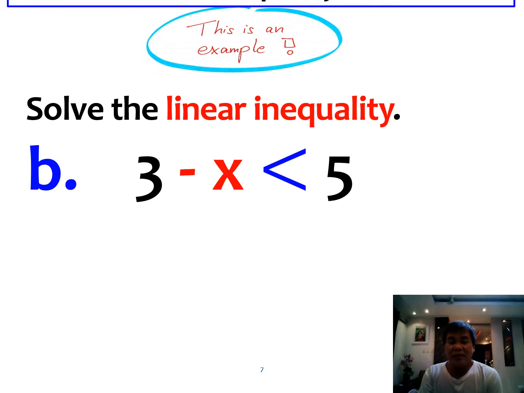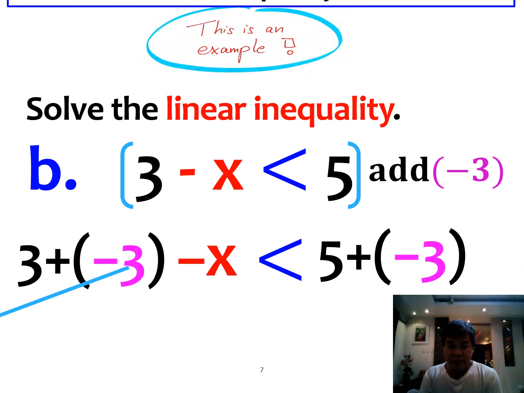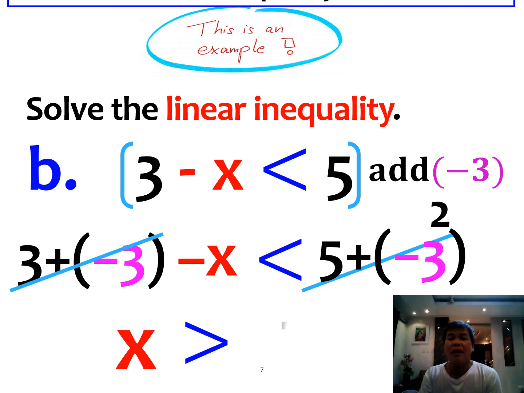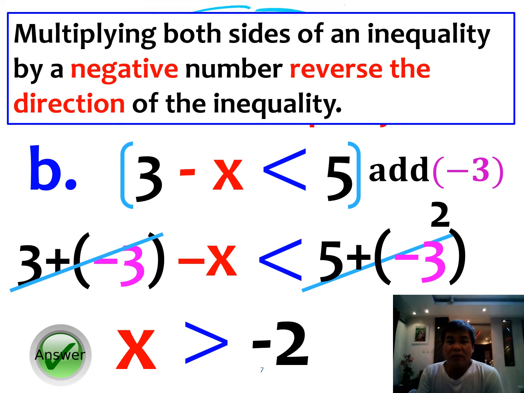3 minus x less than 5. How can we calculate the value of x? Simplify the given inequality by adding negative 3 to both sides, which will result to negative x less than 2, so x is greater than negative 2. And take note of this one: multiplying both sides of an inequality by a negative number reverses the direction of the inequality. So class, is the review of our last lesson 13 clear?